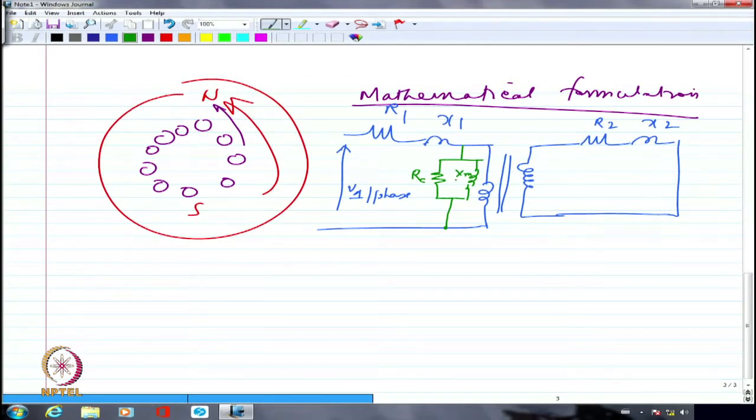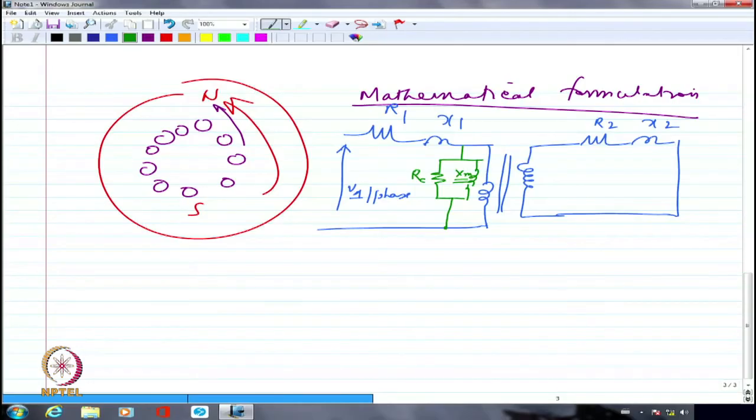Please note that the XM value in a transformer is generally really large because it consists primarily of only the iron path. There is nothing else. So XM is N square by R, right? That is N square by R is the inductance, LM. LM will be N square by R, where N is the number of turns divided by R, the reluctance. The reluctance happens to be really small in a transformer, because of which this XM value is generally very large.